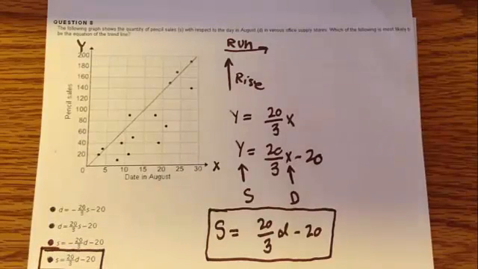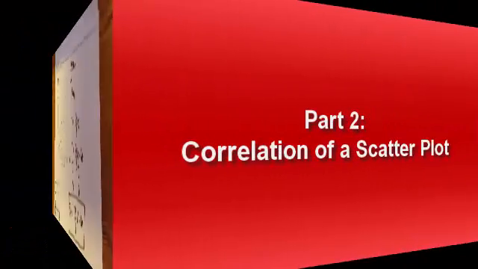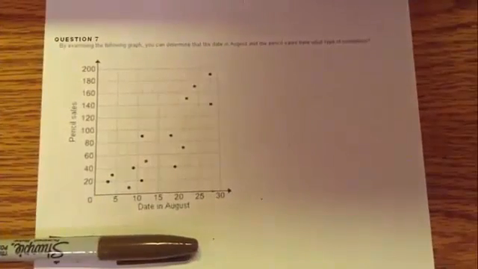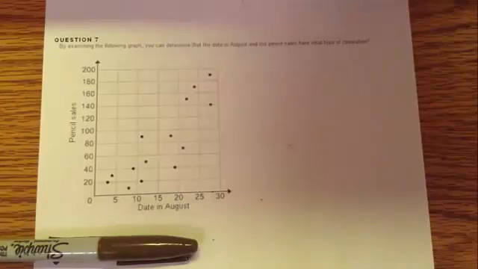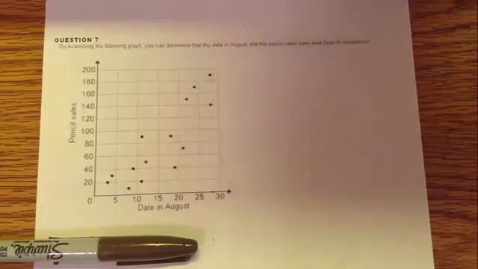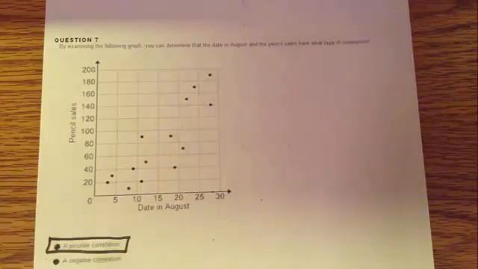Alrighty, so there you have it for this question. Alright, so this is the second part of our problem. It says, by examining the following graph, you can determine that the date in August and the pencil sales have what type of correlation. Since we found our slope to be positive from the last part, we can instantly tell that this is a positive correlation.